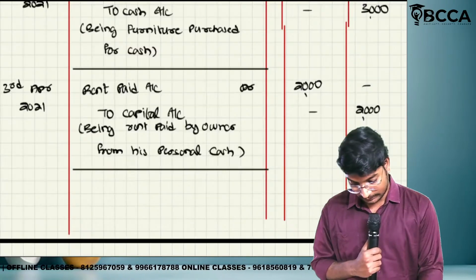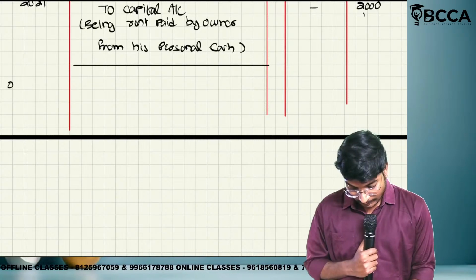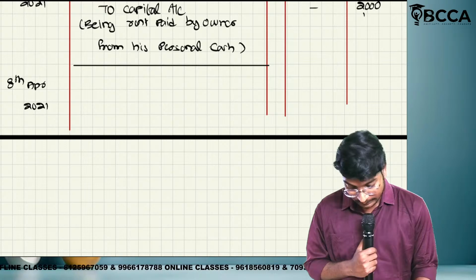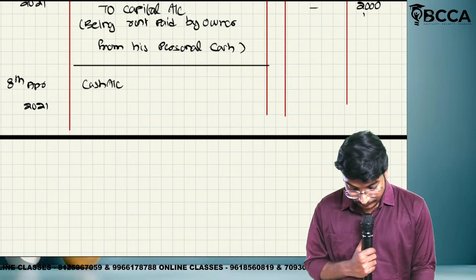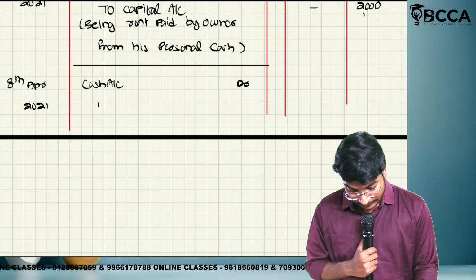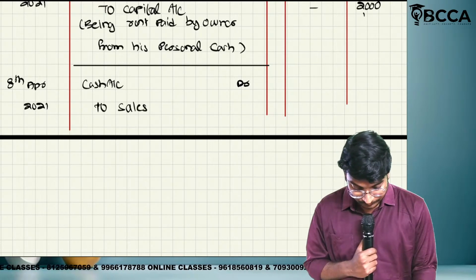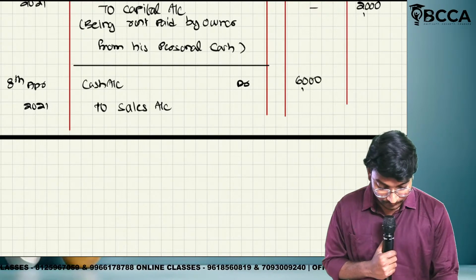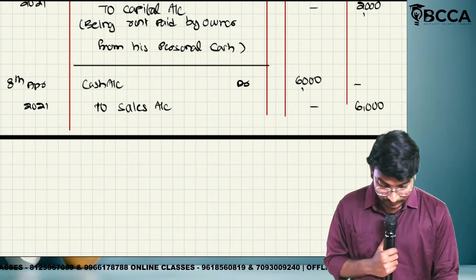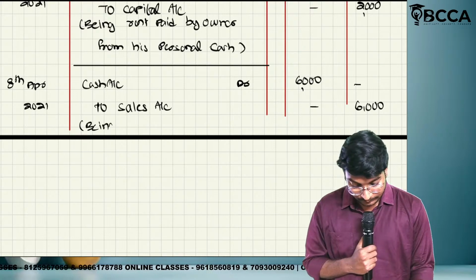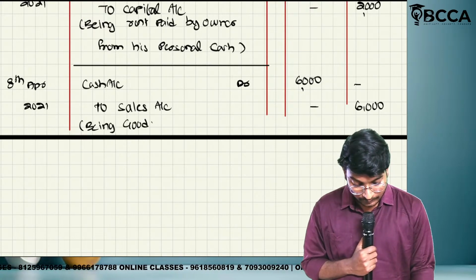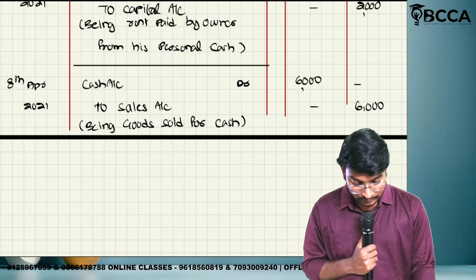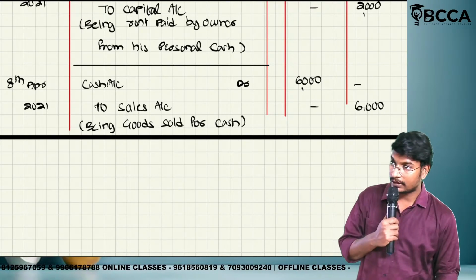8th, 6,000. 8th April 2021, cash account debit to sales account. What is the amount, ma? 6,000, and 6,000 being goods sold for cash.